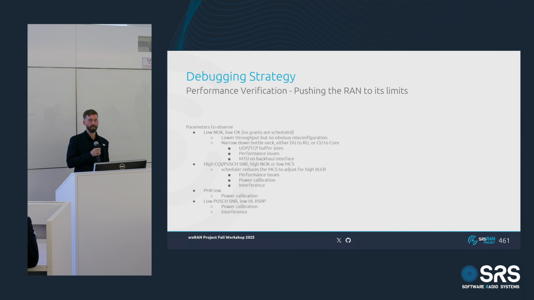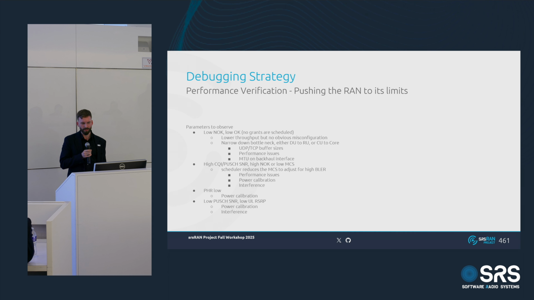Then it could be that the PHR, the power headroom that the UE reports, is low. This is usually also due to the power calibration. So something is not correctly set for the path loss calculation of the UE. Or it could be that there is a low PUSCH SNR and low RSRP. This usually also tells me the power of the gNB is not too high. So power calibration is one thing to look into, and interference.